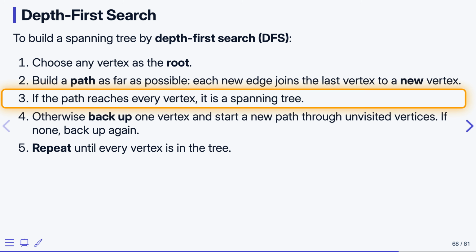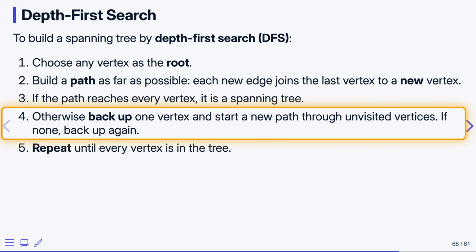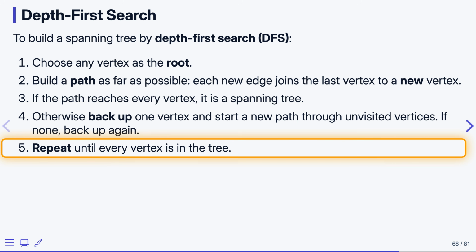Step 3. If your path has caught every dot, you already have a spanning tree. Step 4. If some dots are still missing, back up 1 step to the previous dot and try to start a new path from there. If you cannot, back up 1 more step. Step 5. Repeat until every dot is in the tree. In short, go deep, and when you cannot go further, back up and try another branch.